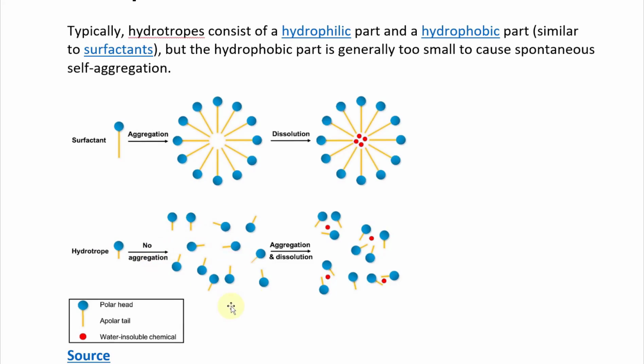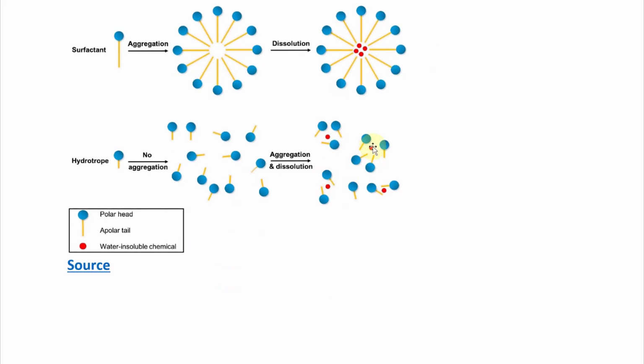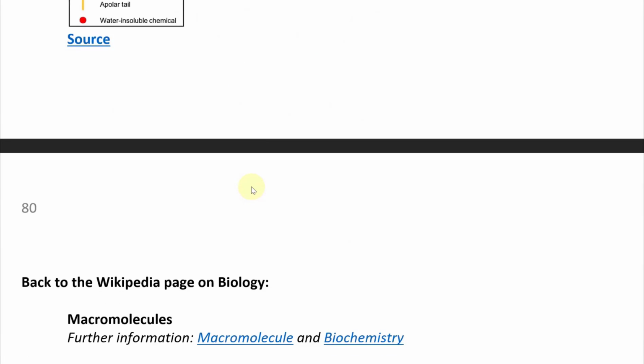So it's just all over the place. They don't aggregate like this. But then when it does aggregate, there is a water insoluble chemical, and then it surrounds that, but not as fast and spontaneous as a surfactant. So it will look something like this. It's a gradual and much smaller setup. So it's very similar stuff.